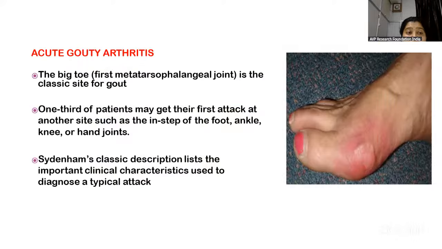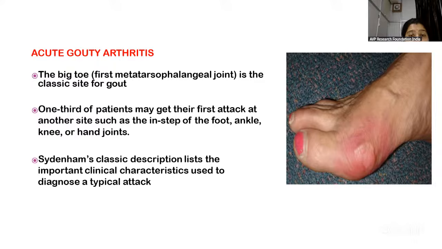Moving on to the second stage, that is acute gouty arthritis. As you can see from the picture, the big toe is the classical site for gout. One third of patients may get the first attack at other sites, such as the instep of the foot, ankle, knee, or hand joints. Sydenham's classical description lists the important clinical characteristics used to diagnose a typical attack.